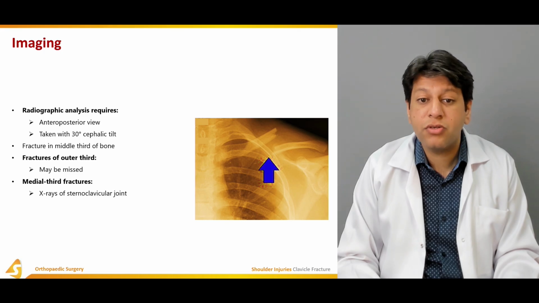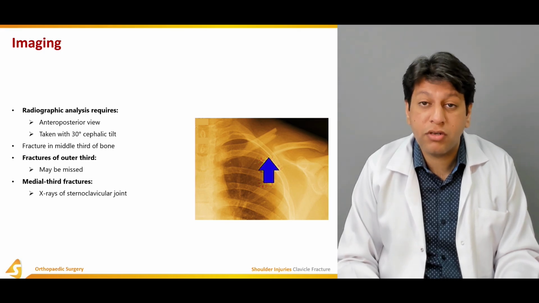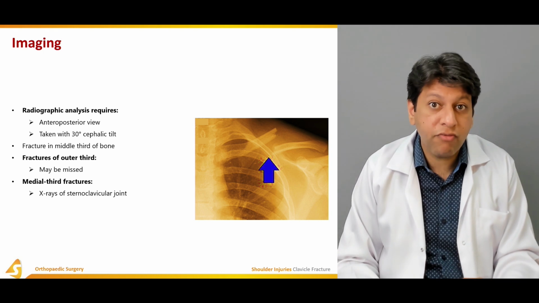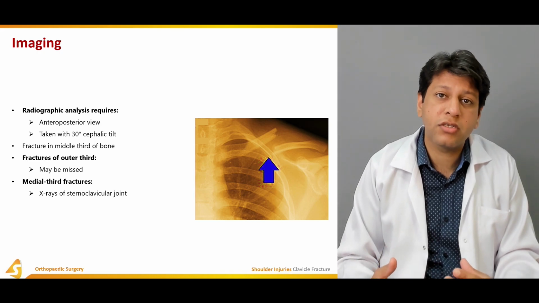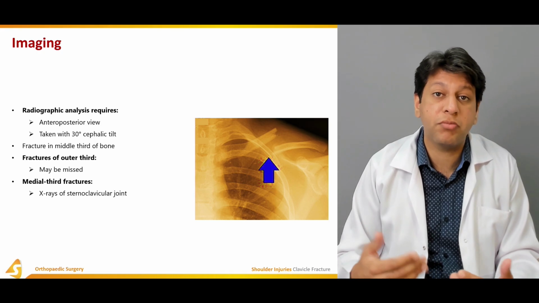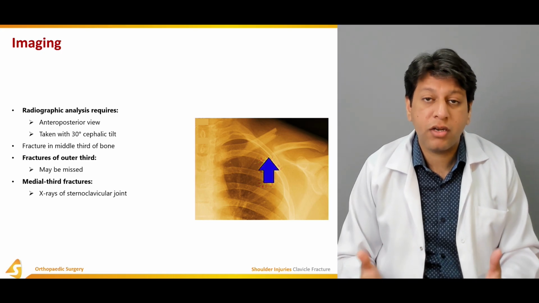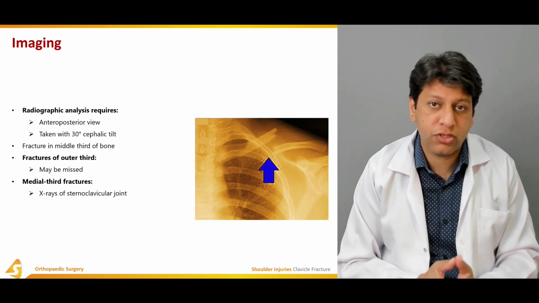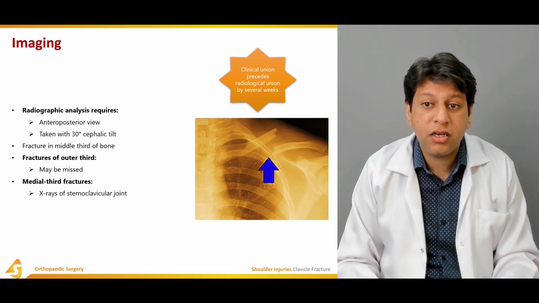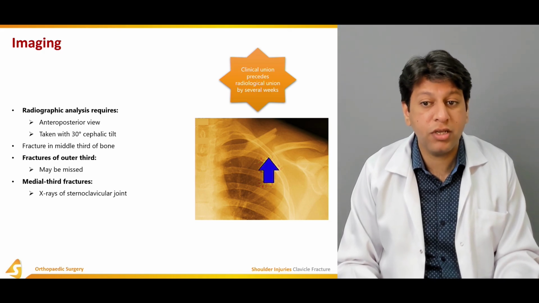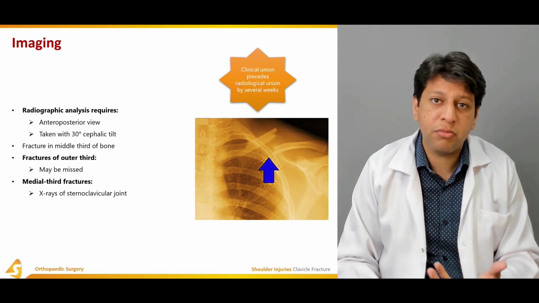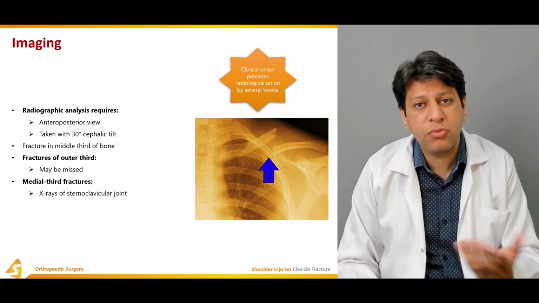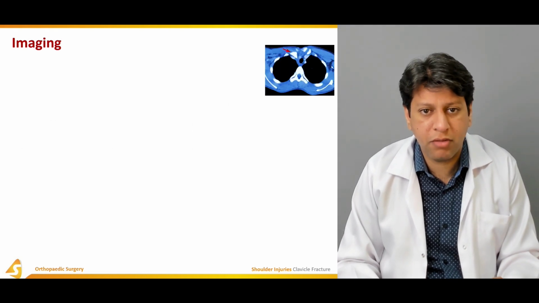For medial third fractures, an X-ray of the sternoclavicular joint may be needed. There is a specific view called the serendipity view, which is specific for associated sternoclavicular joint dislocation or fracture which may be associated with the clavicle. So when we are seeing the medial 1/3, we have to make sure that there is no associated sternoclavicular joint dislocation as well. Clinical union precedes radiological union by several weeks, and this is common because patients usually become pain-free by 2 to 3 weeks, and they can carry out their daily activities. Usually bone unites by 4 to 6 weeks.